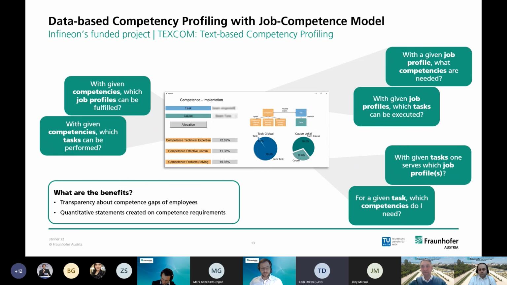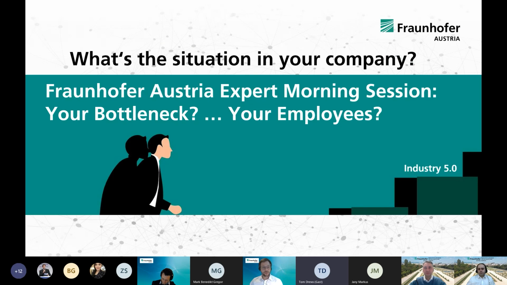And this leads me to the start of our discussion. What's the situation in your company? We would be happy to discuss this with you and explore together the possibilities of such competency gap detection. Thank you very much.